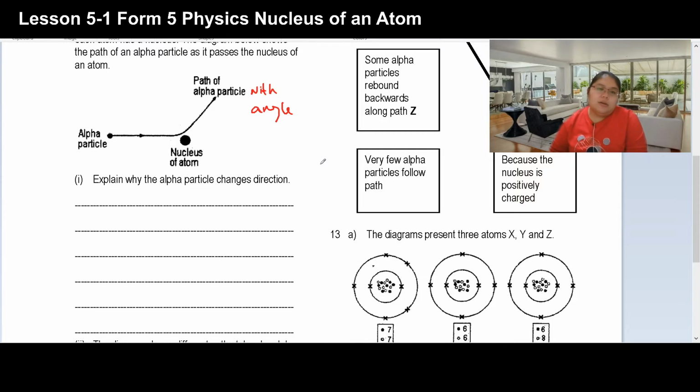So for this situation, you must talk about the alpha particle when it gets close to the nucleus of the atom. Then it will bend because there is a repulsive force. Why is there a repulsive force? Because inside the nucleus we have protons, which are positively charged. So like charges repel each other. Okay, so this is the explanation. Then I can show you the explanation here. You can also refer to your notes.